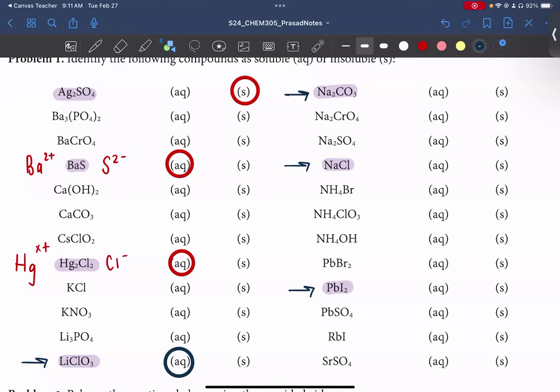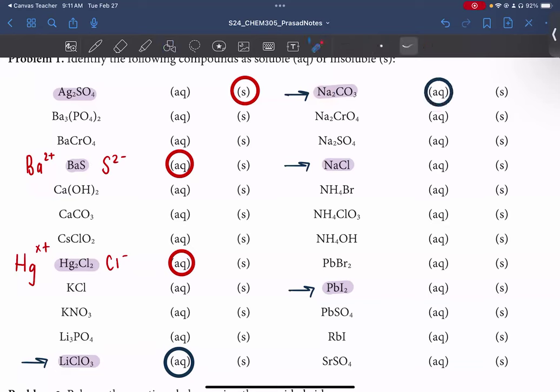Next up, we have sodium carbonate. The carbonate is, in general, solid. However, it is bonded to a group one cation, sodium. Therefore, in this case, it is aqueous.